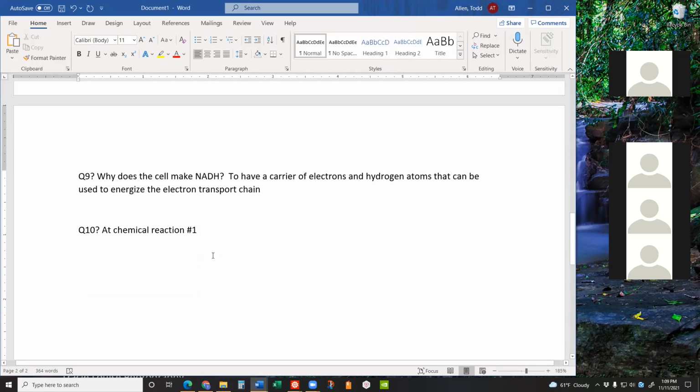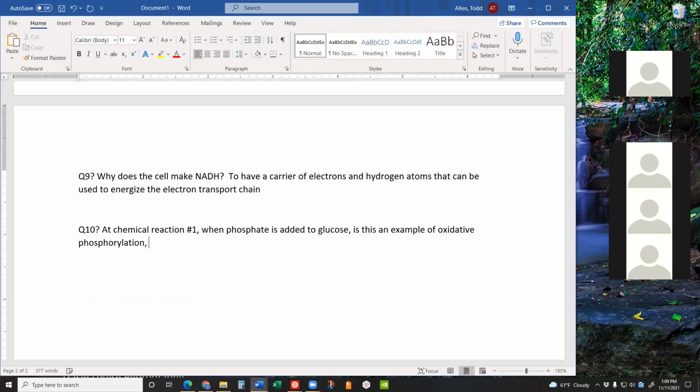Okay, so at chemical reaction number 1, when phosphate is added to glucose, is this an example of oxidative phosphorylation, photophosphorylation, or substrate level phosphorylation? What do you say, Rachel?